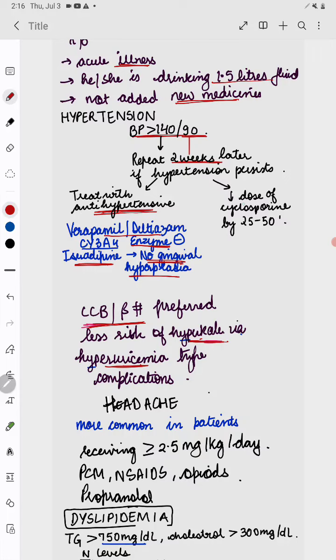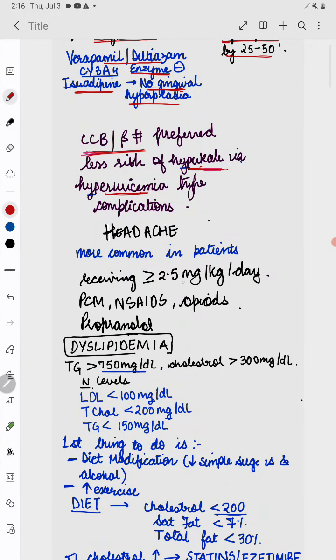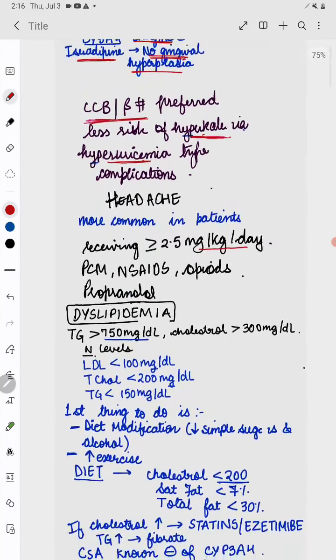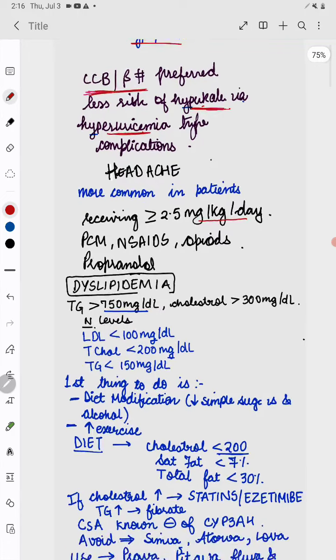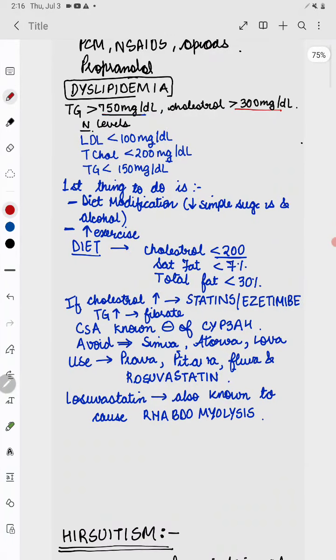Now if hypertension persists, you have to decrease the dose of cyclosporine by 25 to 50%. It causes headache in patients receiving more than 2.5 mg per kg body weight. PCM, NSAIDs, opioids, propranolol are given. Dyslipidemia is said when triglycerides are above 750, cholesterol is above 300. Normal levels are given on your screen.